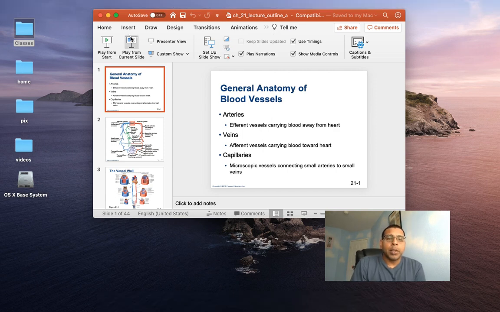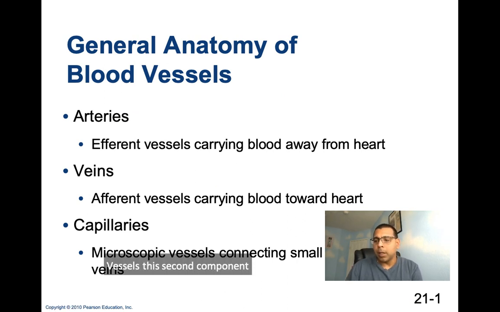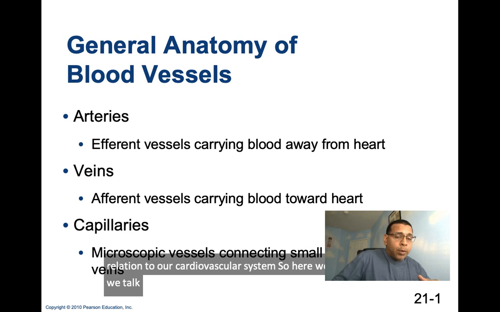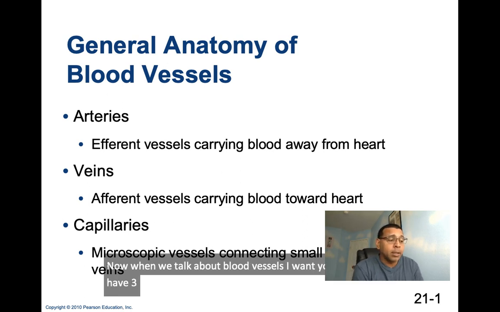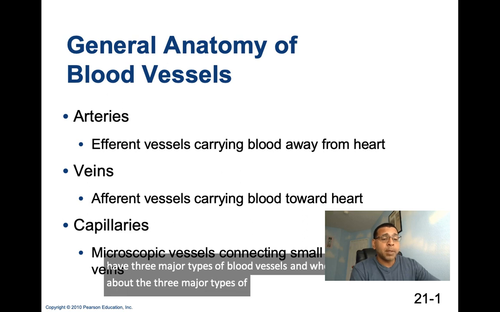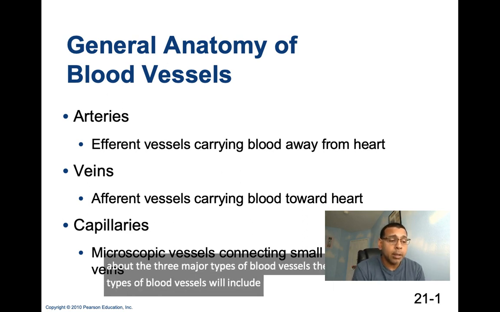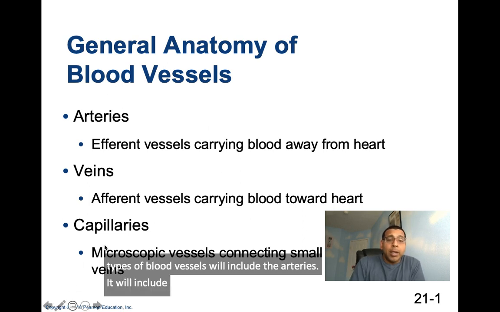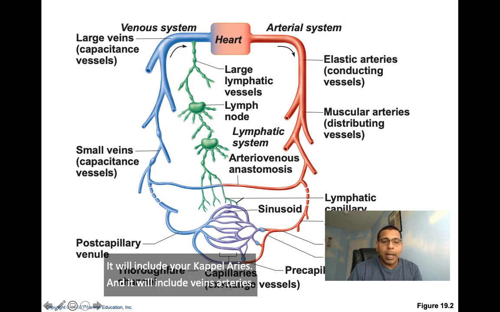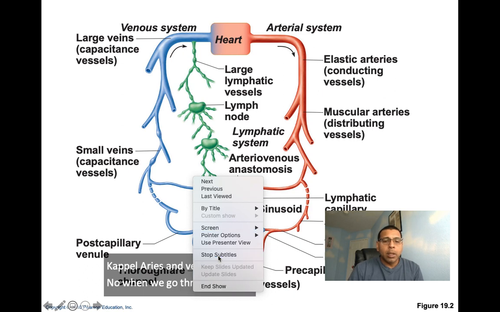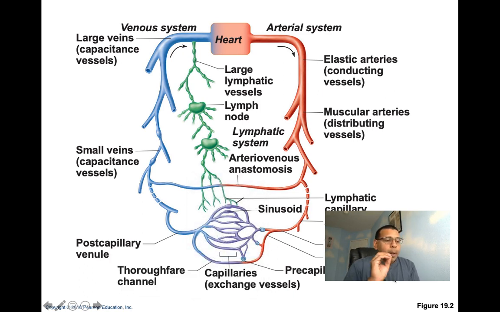So here, when we talk blood vessels, the second component in relation to our cardiovascular system, we've got blood vessels. Now, when we talk about blood vessels, I want you to know we have three major types of blood vessels. The three major types will include the arteries, your capillaries, and veins. Arteries, capillaries, and veins. We'll look at each of them in greater detail.